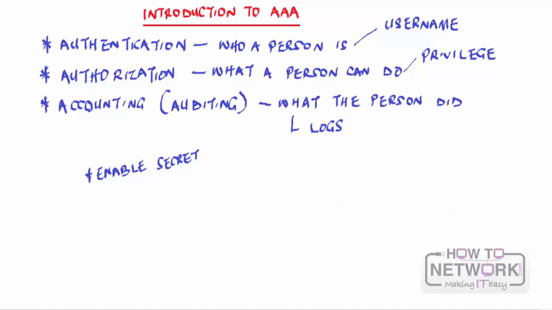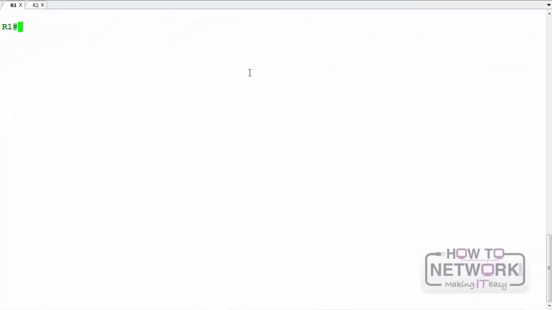And at the end of the day, the person is supposed to give an account of all they have done. And that is what accounting is about. So we have seen the three parts of AAA. The first one being authentication, who the person is, and then authorization, what can the person do when the person is on the network, and then accounting is what the person did while the person was on the network or on the device. Now let's head over to the configuration terminal and see what we have.